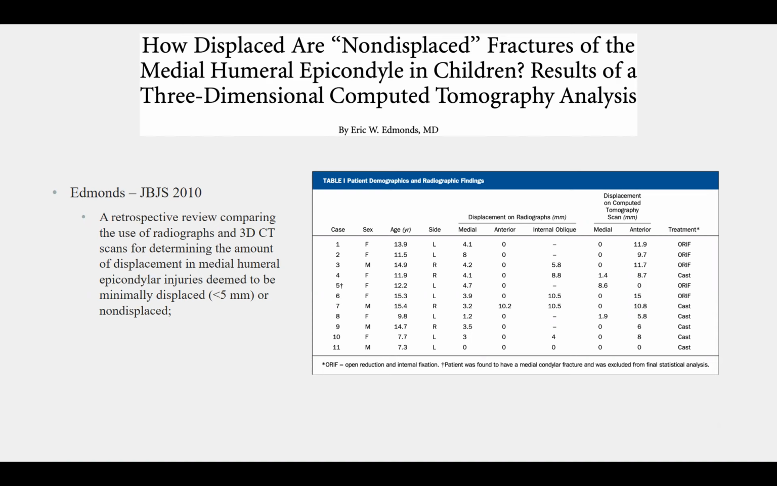In contrast, the anterior and medial displacement measured on CT scans were 8.8 millimeters with a range of 0 to 15 millimeters, and 0.3 millimeters, respectively. The measurements were significantly different in the comparison of lateral radiographs and CT scans for anterior displacement, and in the comparison of the AP radiographs and CT scans for medial displacement. The comparison of internal oblique radiographs and CT scans with regard to anterior displacement demonstrated equivalent results in 3 of the 6 patients, but the mean results were significantly different.